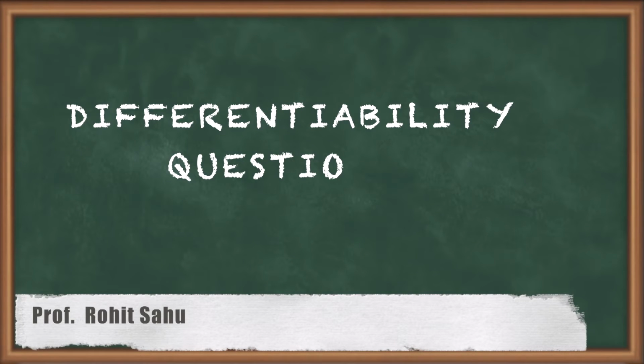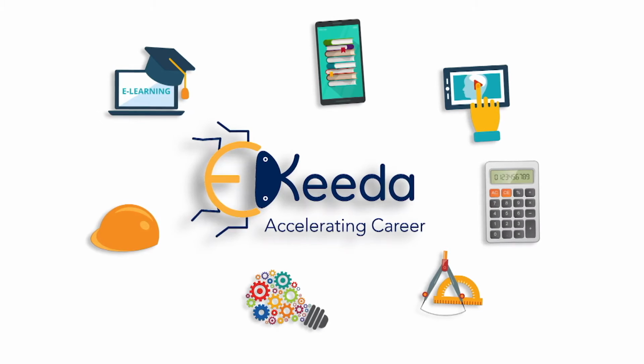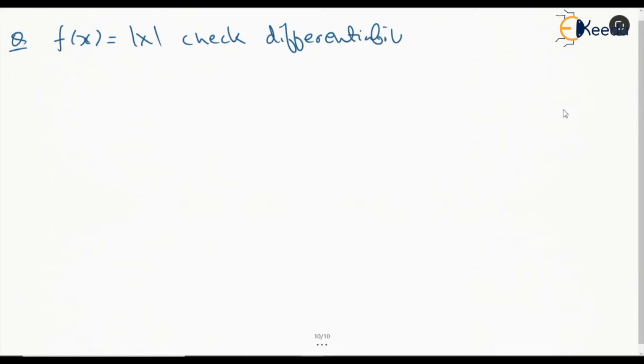Hello everyone. In this session we'll discuss another question on differentiability. This will give you an idea how to mathematically approach differentiability, and we'll see the alternative to this question also. So this question is, for f of x is equal to mod x, check differentiability at x is equal to 0.